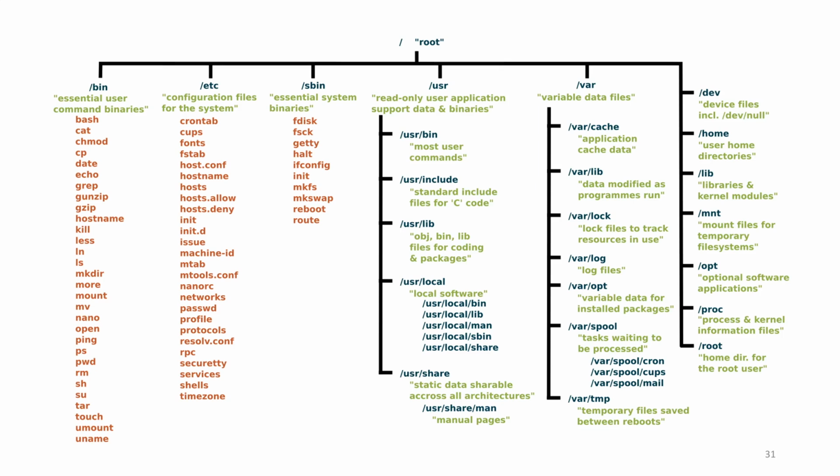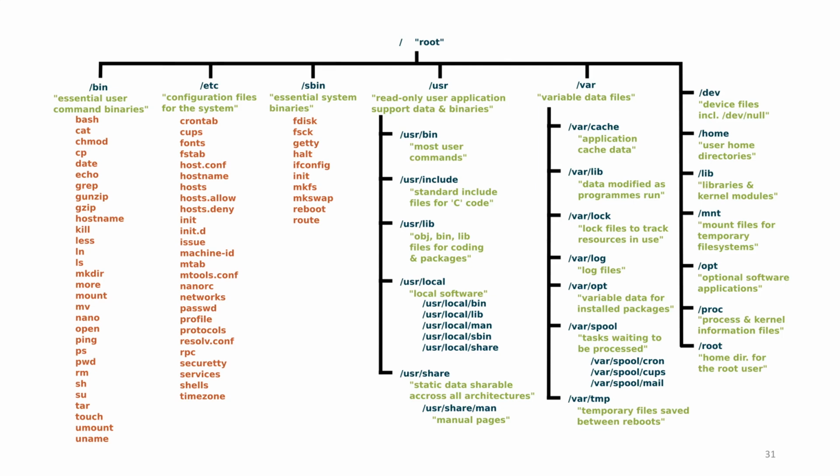Then etc has all the configuration files for the system like crontab, cups, fonts, hosts. sbin contains the essential system binaries like fdisk to format a disk, or mkfs to make file systems, or ifconfig to set up the IP and networking on a Linux server. And then the user or USR directory contains the most often used user commands and the user libraries and even the locally installed software for that user.